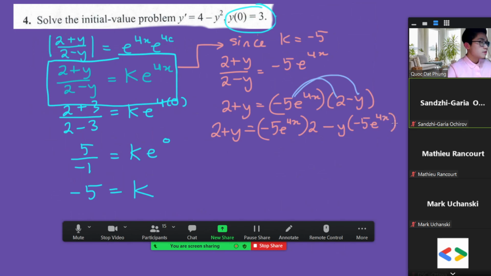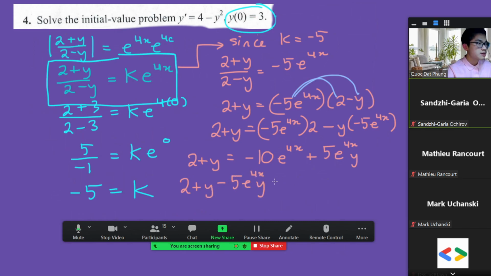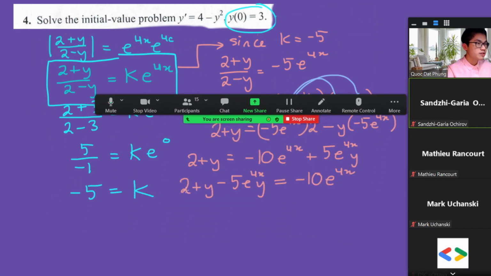Okay, so we get 2 plus y is equal to negative 10 e to the power of 4x plus 5 e to the power of 4x y. And now we want to move all the y's to one side, right? So we get 2 plus y minus 5e to the power of 4x y. That's equal to negative 10 e to the power of 4x. And now we can move this 2 over here. So we can have all the y's to one side.